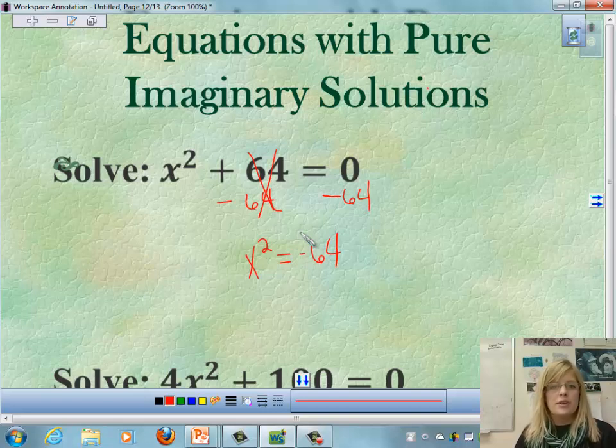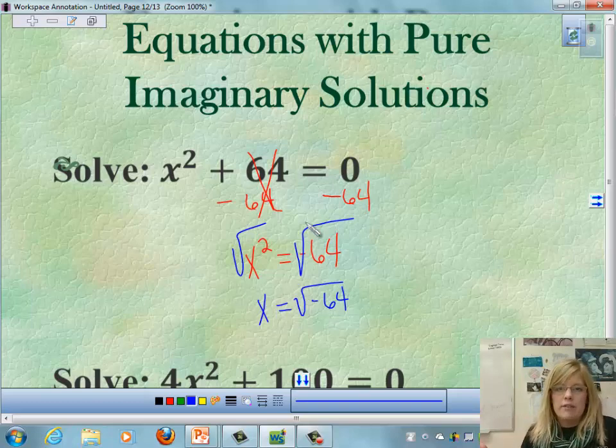Now, how do you solve for x? Well, how do you undo something that is being squared? You have to square root it. So if I square root it, I have x equals the square root of a negative 64. What did I say?